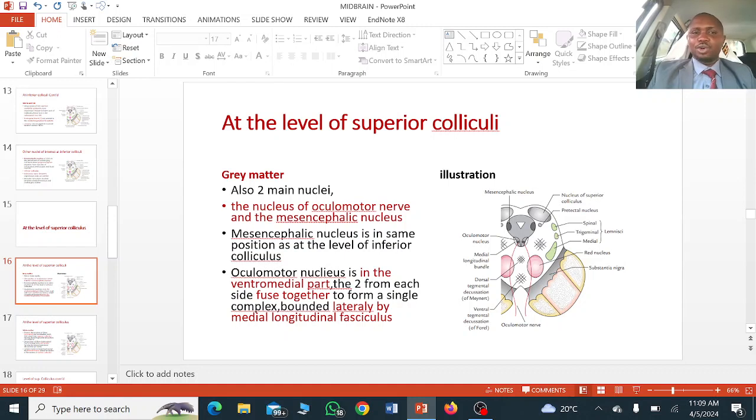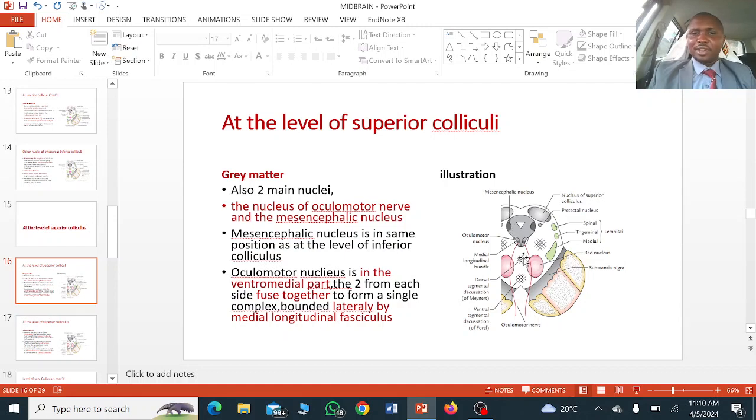And again, like we saw at the level of the inferior colliculus, there are two main nuclei: the nucleus of the oculomotor nerve over here, and the mesencephalic nucleus in the same position as it was. So we will look at the nucleus of the oculomotor nerve, which is this dark substance over here. And also we have to take note that the mesencephalic nucleus is at the same level as it was in the inferior colliculus, as you can see over here.